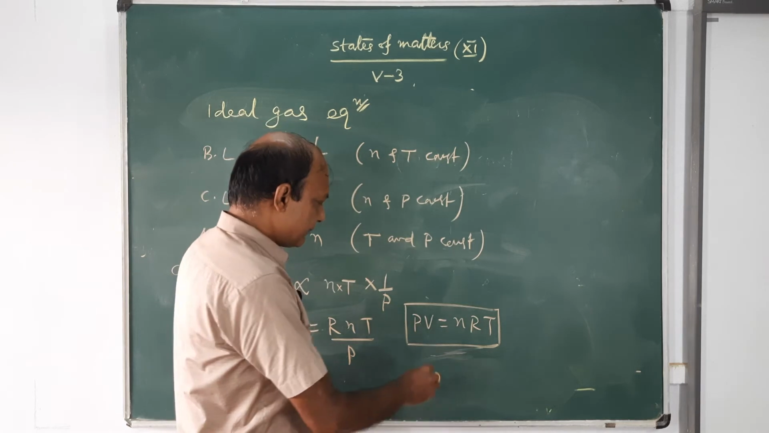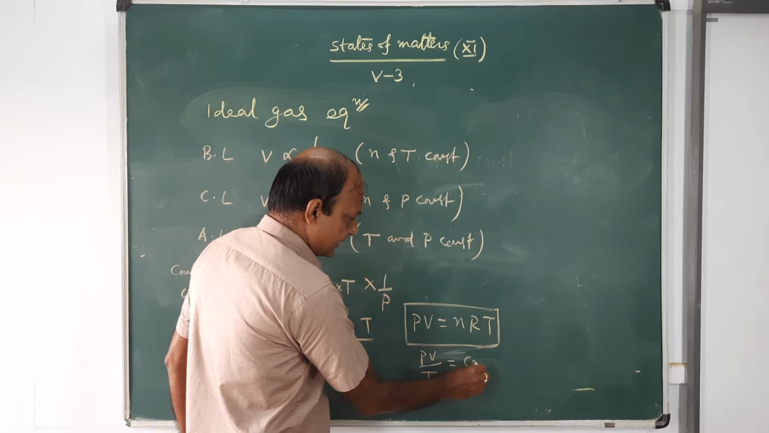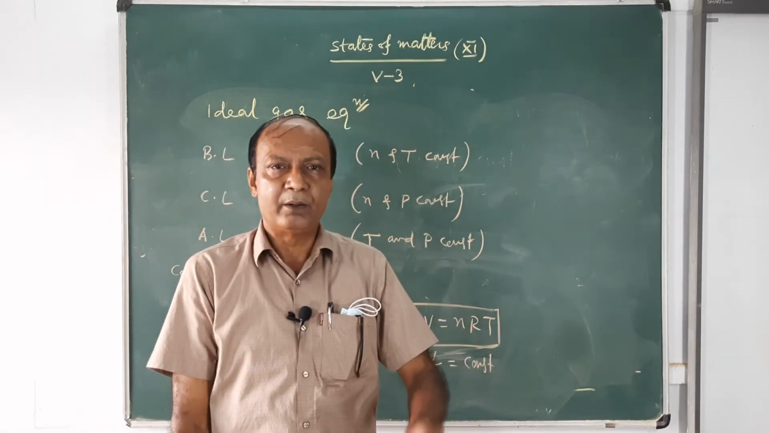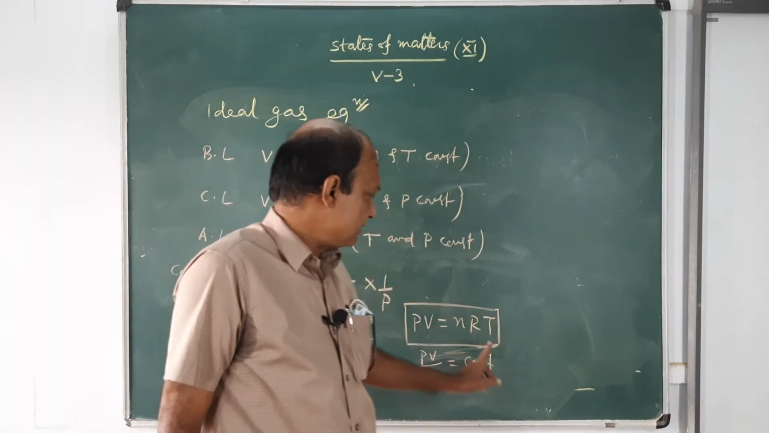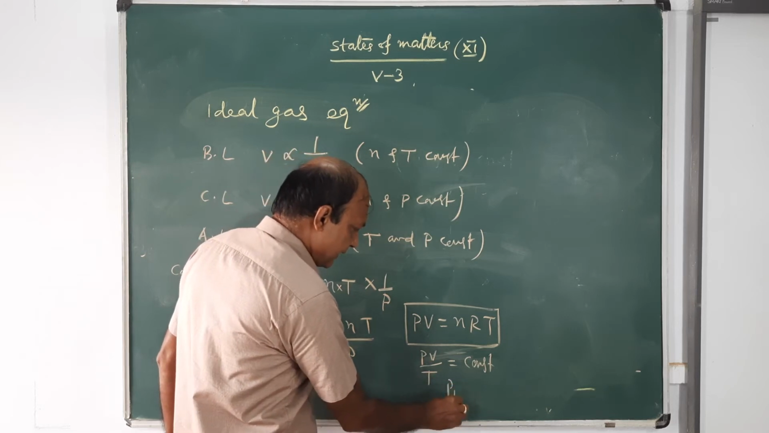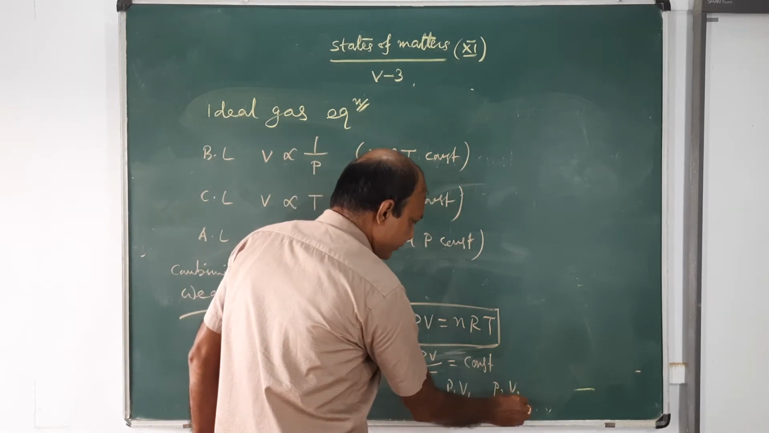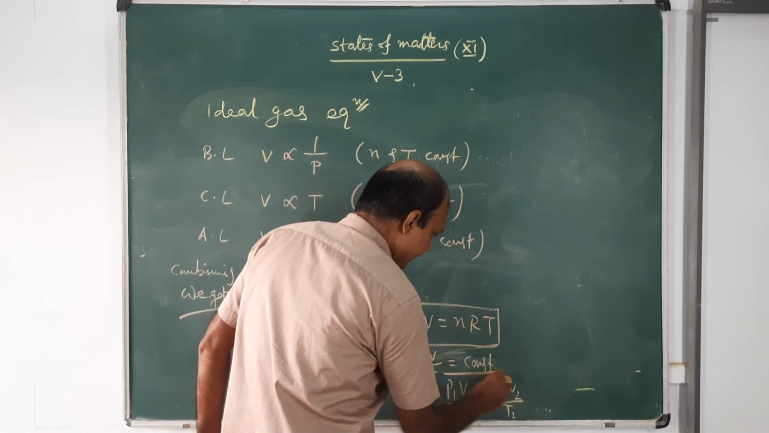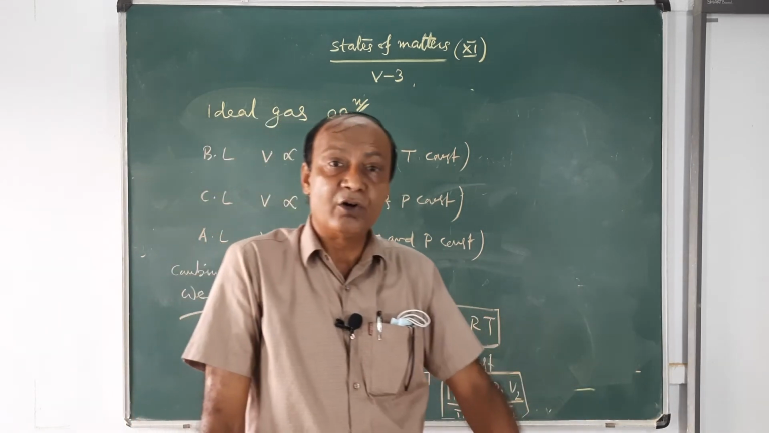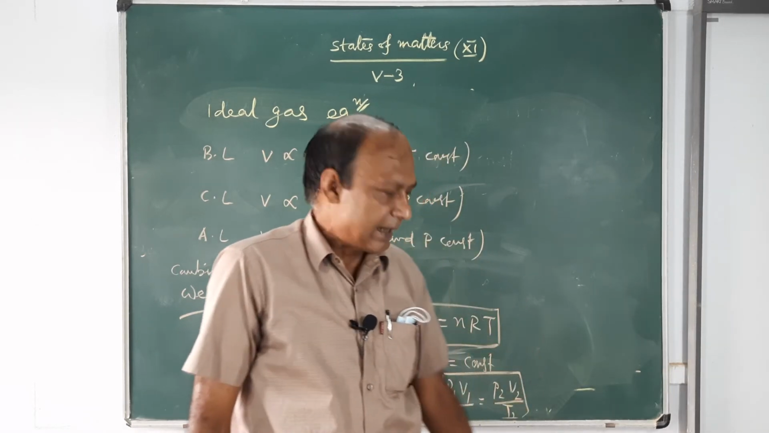You can say that for a given amount of gas, PV by T equals a constant. For a given amount of gas, if n is constant, PV by T is a constant because R is a gas constant. That means you can have the relation P1 V1 by T1 equals P2 V2 by T2. This relation holds when all the factors, pressure, volume and temperature, are variables, and only the amount of gas is kept constant.